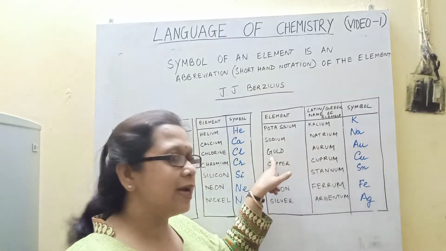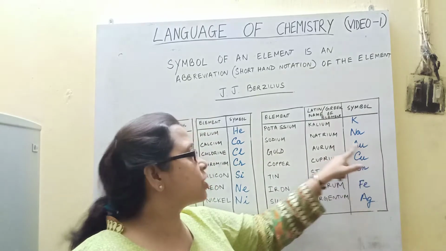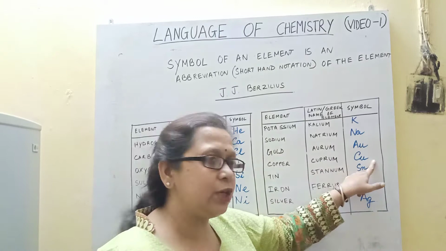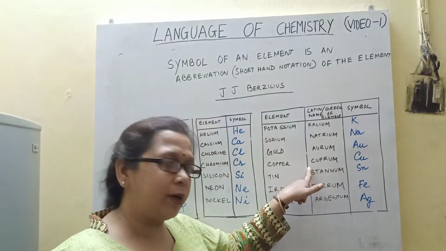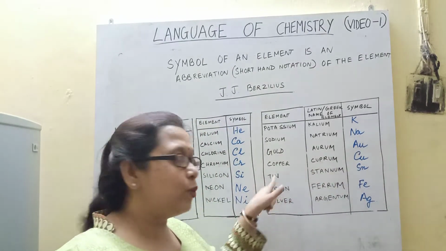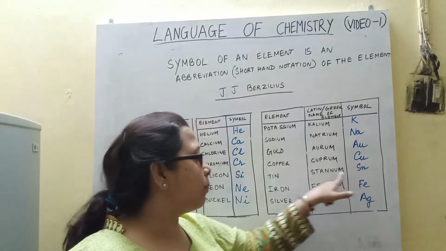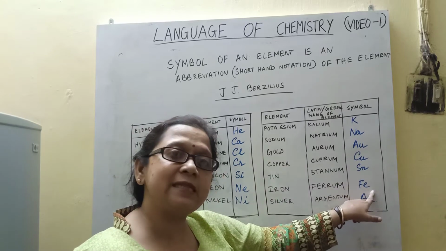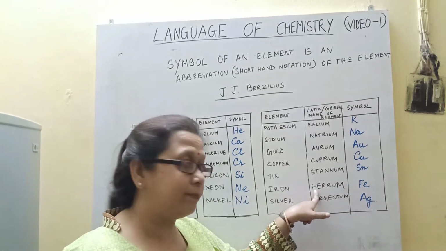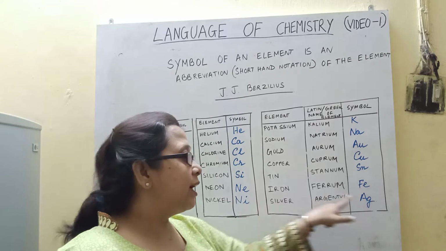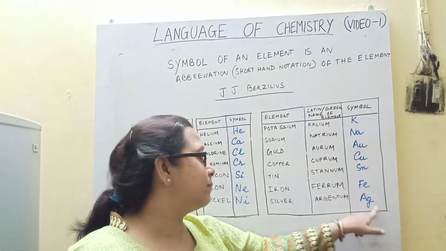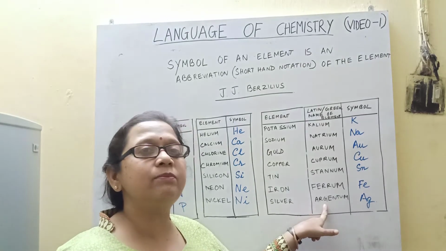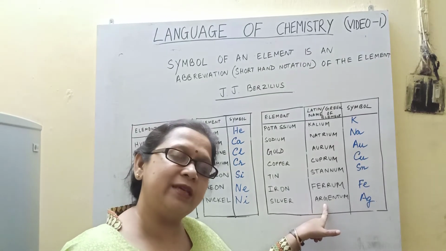Gold, its symbol is Au, which comes from aurum. Copper, its symbol is Cu, which comes from cuprum. Tin, with symbol Sn, comes from stannum. Iron, with symbol Fe, comes from ferrum. And silver, the symbol Ag, comes from argentum. So this way the symbols of the elements are represented.